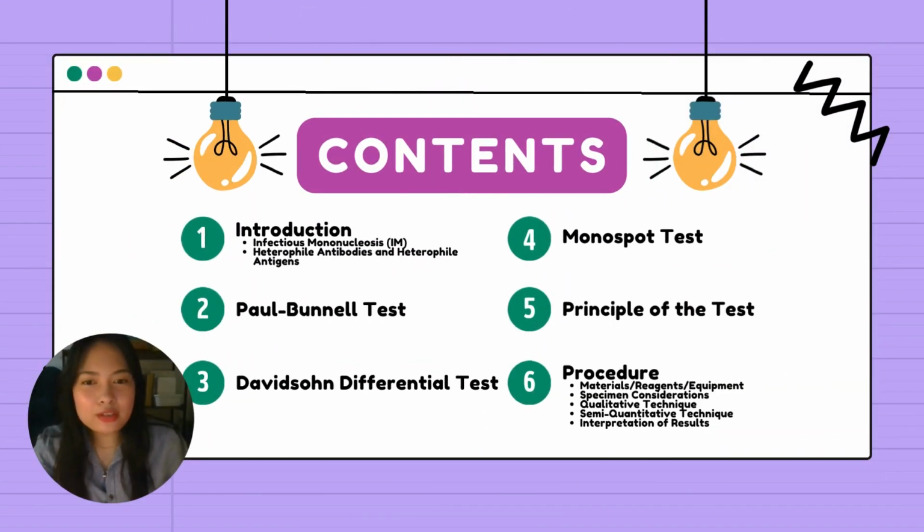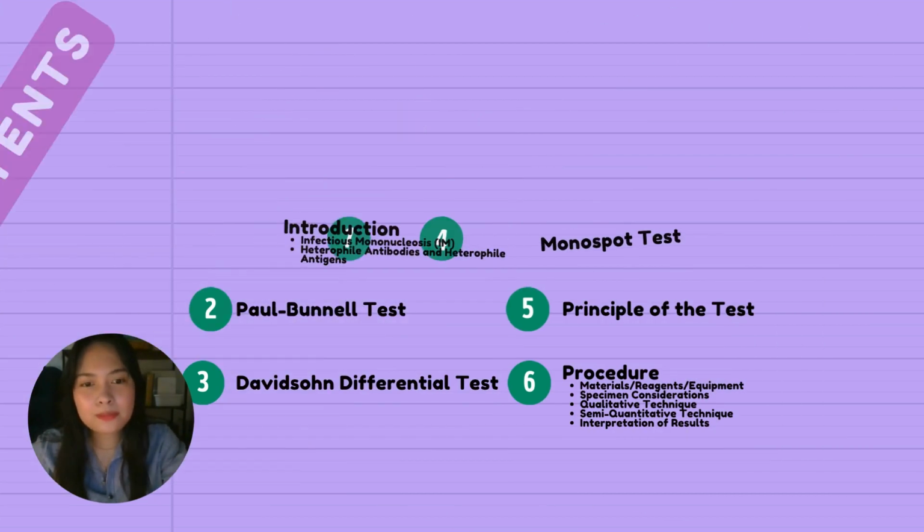Shown in the slide are the contents, or a flow, of what we'll be discussing in the following slides. First, we'll have the introduction, which includes infectious mononucleosis and the heterophile antibodies and heterophile antigens. Next, the Paul Bunnell test, followed by the Davidson differential test. Then the Monospot test, the principle of the Monospot test, and the procedure, which includes the materials, reagents, or equipment, the specimen considerations, the qualitative technique, and the semi-quantitative technique, and lastly, the interpretation of the results.